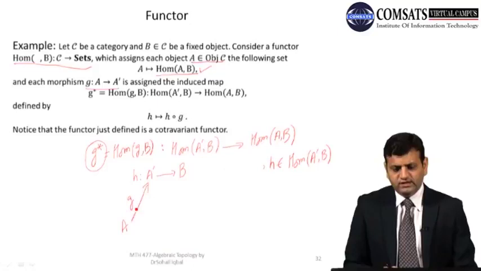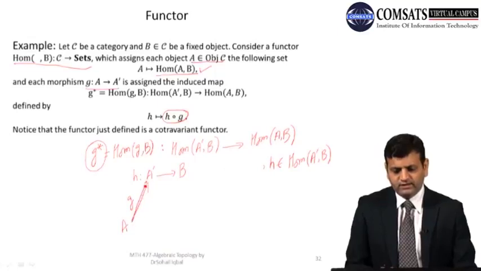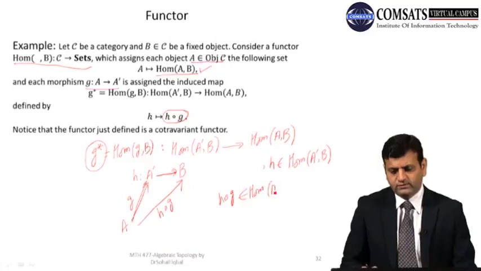So this G composition H is a function. If I start from A, apply G first and then apply H, then it's a function from A to B. And composition of morphisms is a morphism. So basically this G composition H is a function from A to B. So G composition H is an element of Hom(A, B).